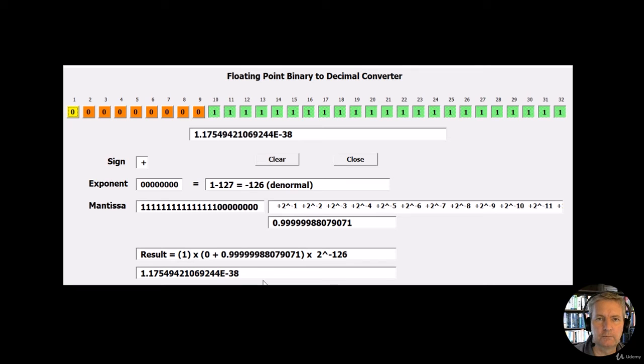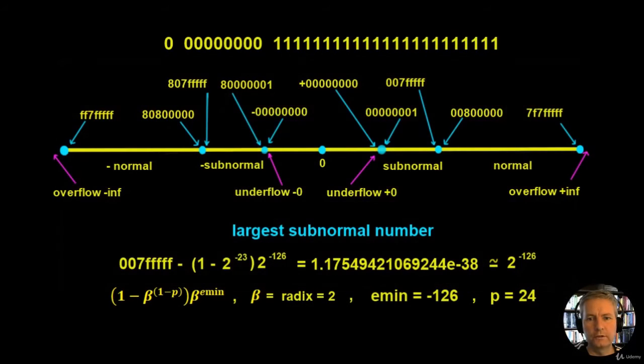So let's go ahead and have a look at this number in a bit more detail. So our largest subnormal number, which is this number here, and we're at this position here, is going to be 007 with 5 f's. Now that's going to be equivalent to 2 to the minus 126 times a number that's very close to 1. So the number that's very close to 1 is going to be 1 minus 2 to the minus 23. So that's going to be equal to this decimal number here, 1.17549421069244244 e to the minus 38 approximately. And that's going to be 2 to the minus 126 approximately. It's going to be a little bit less than that because we're going to take away this factor here.